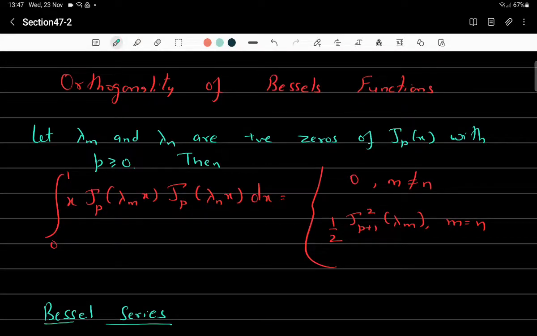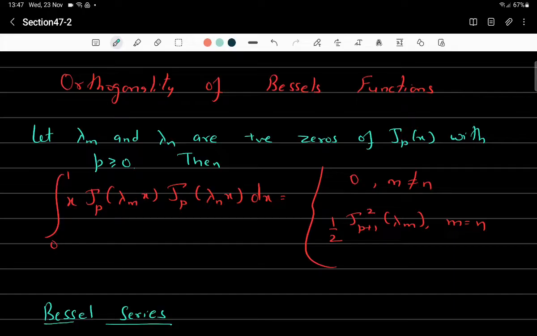Good morning everyone. So today we are going to cover the last topic of Bessel functions, which talks about the orthogonality of Bessel functions. We have discussed the orthogonality of Legendre polynomials. Similarly, we can introduce the orthogonality of Bessel functions, which says that if lambda m and lambda n are positive zeros of Jp(x), then the integration from 0 to 1.